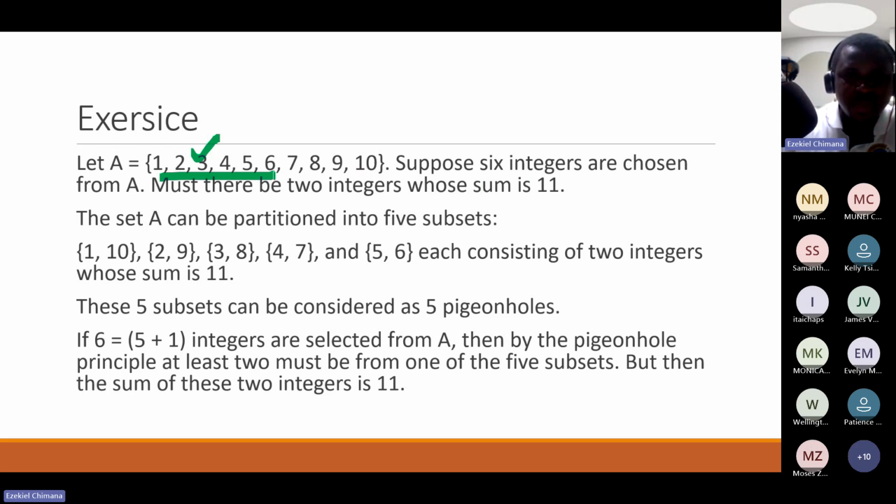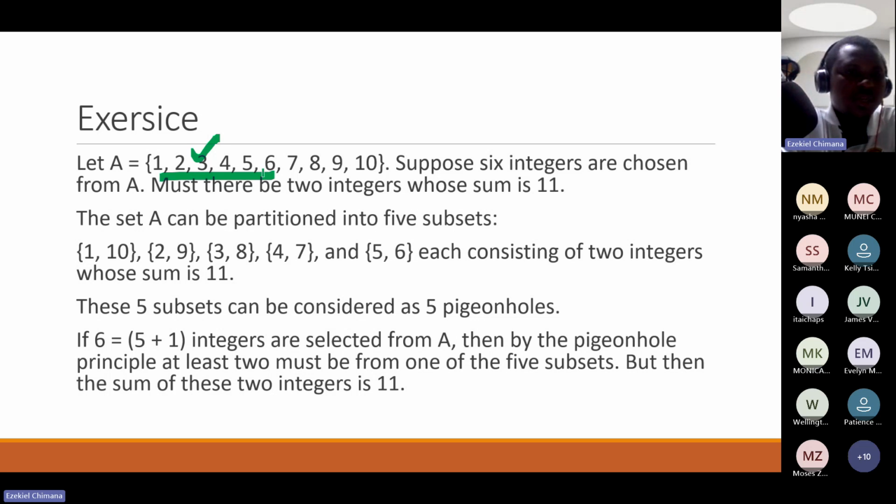If you try to pick any other 6 numbers here, maybe different from what I've picked, you are going to find that among those 6 numbers, there are 2 numbers that can add up to 6, or that can add up to 11. So how possible is it?